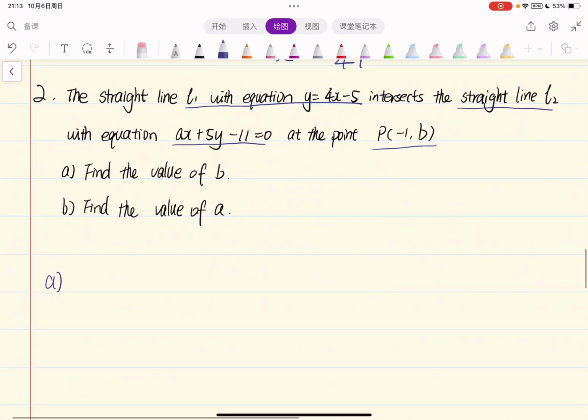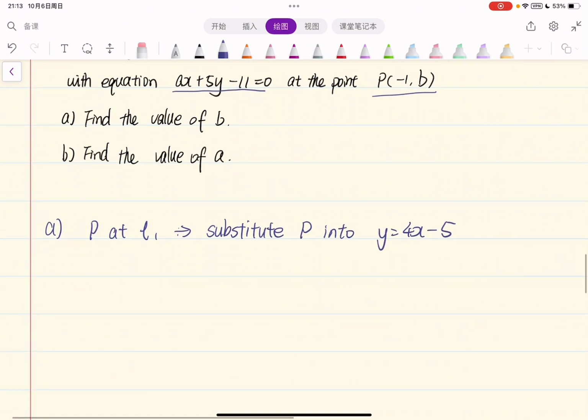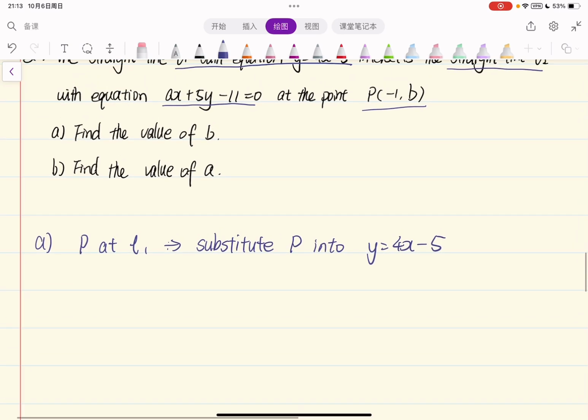We know that P is on the straight line L1 with equation y equals 4x minus 5, so we can substitute the coordinates of P into y equals 4x minus 5. We have b equals 4 times -1 minus 5, so b equals -9.